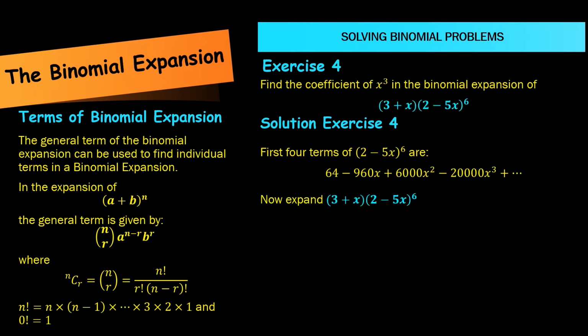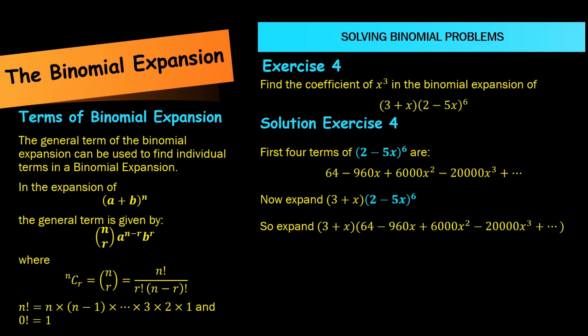Now we can expand 3 plus x times 2 minus 5x to the power 6 in order to find the x cubed term for the entire expression. So let's expand this. We only require the first four terms in the expansion of 2 minus 5x to the power 6. And we'll explain why in a moment, because notice we're multiplying by 3 plus x.